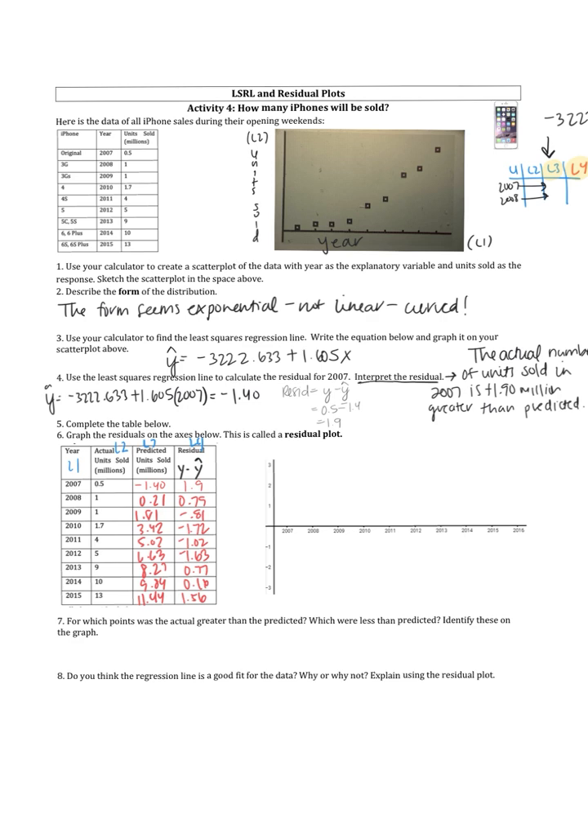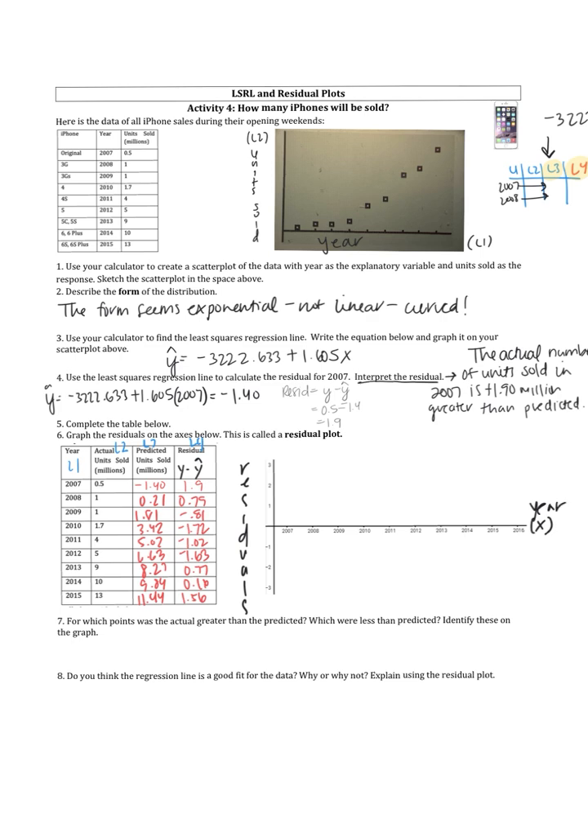Now, step 6 says graph the residuals on the axis below. This is the residual plot. We are actually going to make the residual plot now. The residual plot is always on the y-axis, the residuals. That is the vertical distance from the line of best fit to what our actual observed values were. And the x-axis is always right there, which is the year.